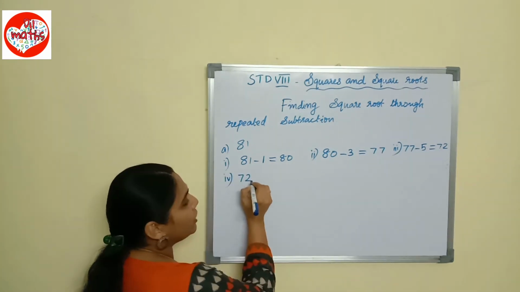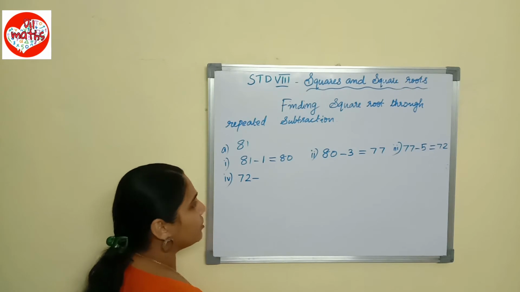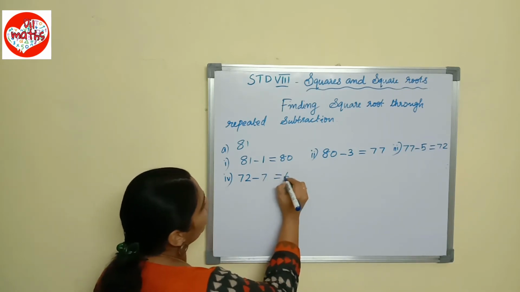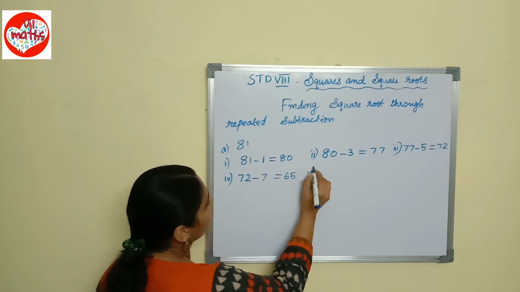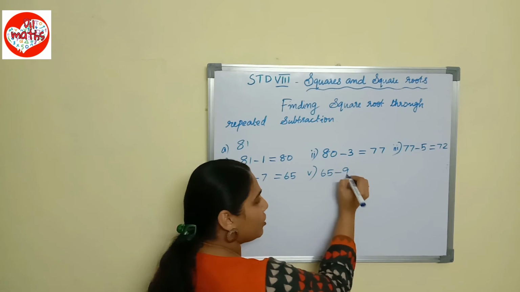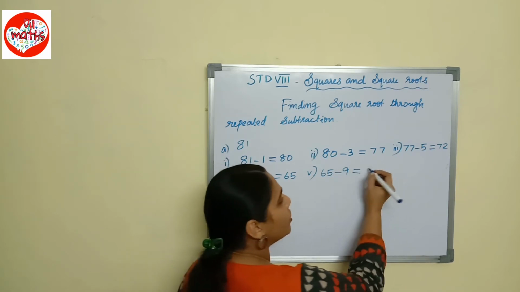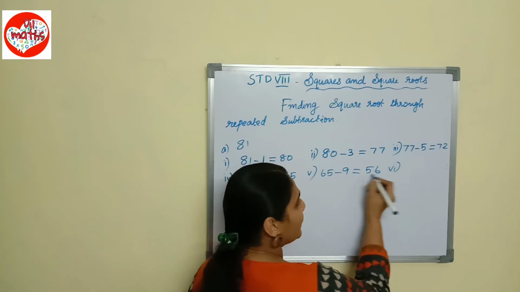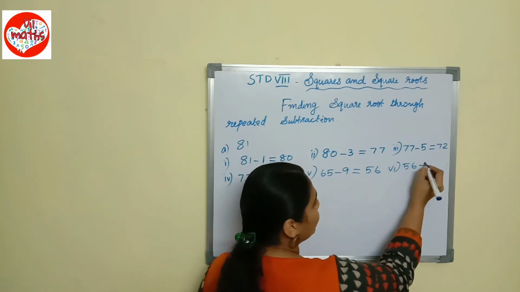Okay. 72 minus, which one is the next odd number? 7. 72 minus 7 is equal to 65. Next step, fifth step. 65 minus, which is the next odd number? 9 is the next odd number. 65 minus 9 is equal to 56. And the next odd number, you should subtract 11 from 56.